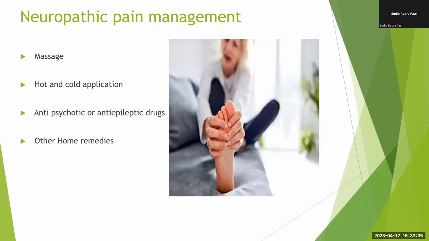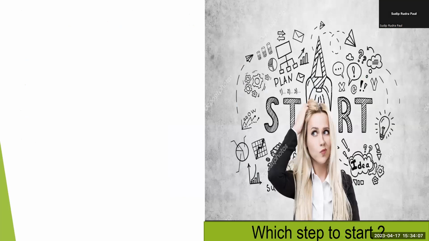Next, coming to neuropathic pain management. There are also some medications we use, like gabapentin, along with massaging, hot and cold application, antipsychotics and anti-epileptic drugs. If you search gabapentin, you can find that it works as an anti-seizure drug, but it also has a good effect on neuropathic pain. So these are the medications we use in neuropathic pain.